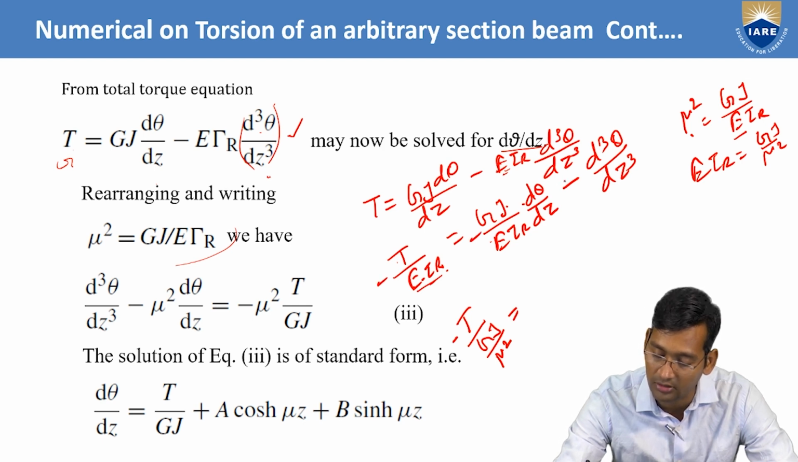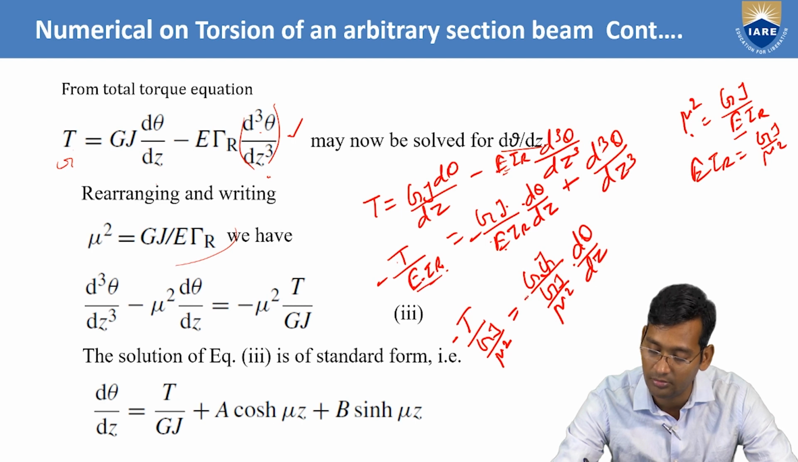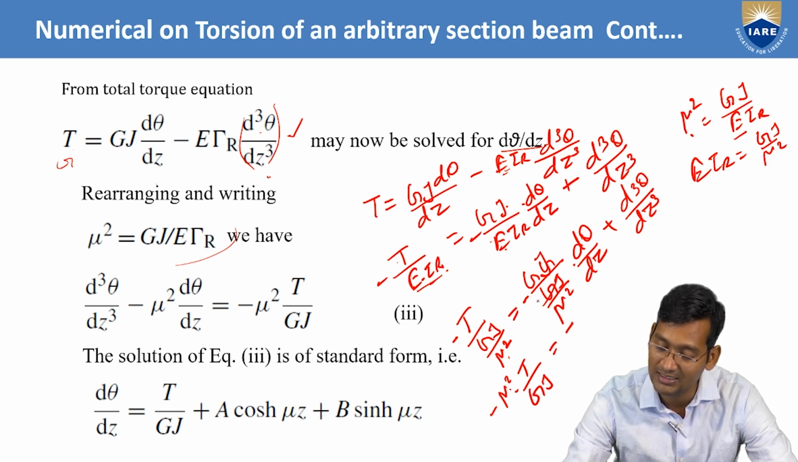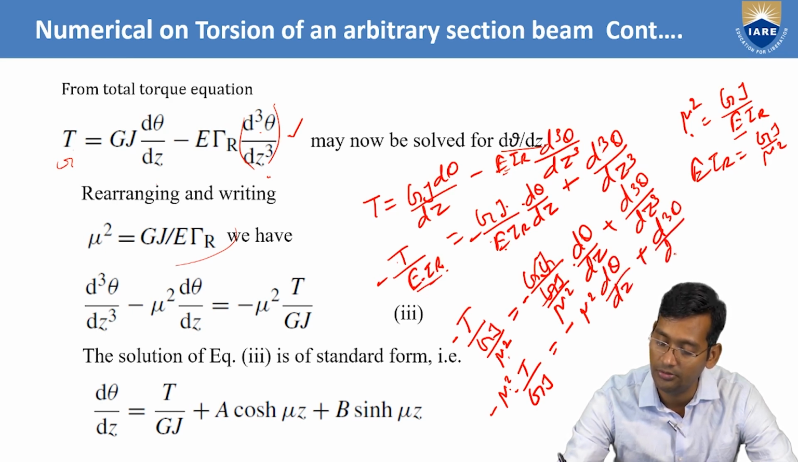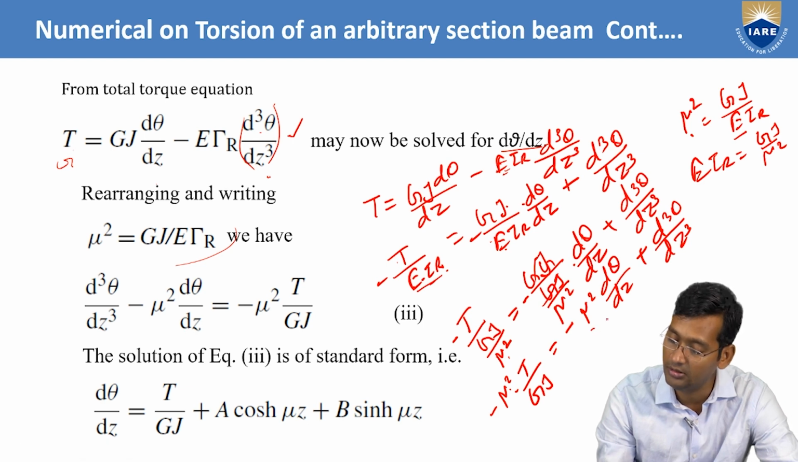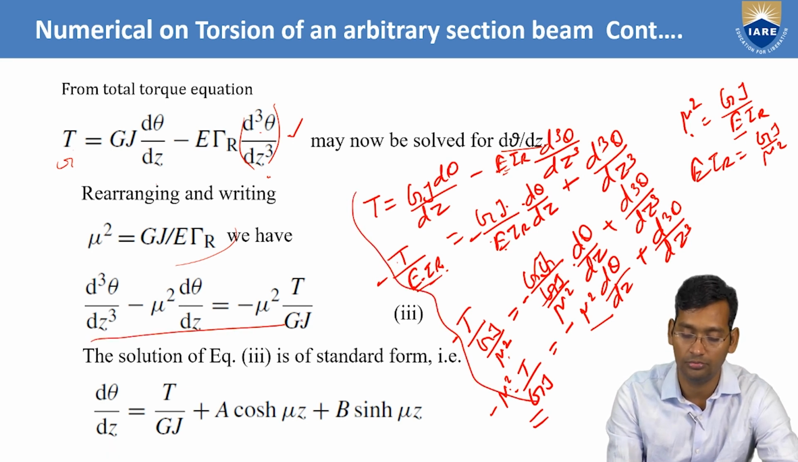So this is minus, minus, and this is plus, equal to E tau r. So this is GJ by mu square into d theta by dz, this is minus, and plus dQ theta by dz Q. So minus mu square T by GJ is equal to minus, GJ cancels, mu square d theta by dz plus dQ theta by dz Q. That is dQ theta by dz Q minus mu square d theta by dz is equal to mu square T by GJ. So after simplifying this, we got this one.